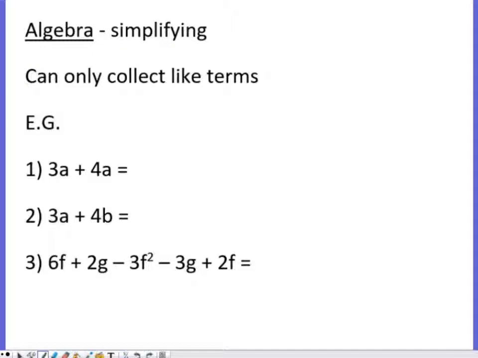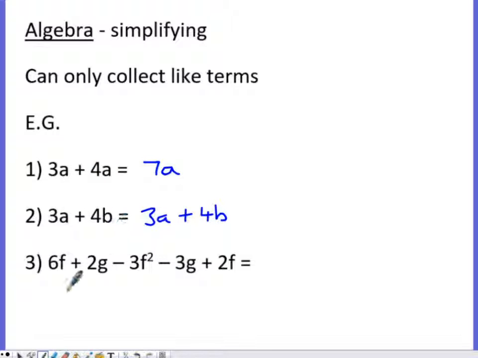We can only collect like terms if they're the same. And I like to think of this as apples and bananas. So for example, if you had 3a plus 4a, or 3 apples plus 4 apples, you'd have 7 apples. If you had 3 apples plus 4 bananas, you can't combine them, so you'd be left with 3 apples and 4 bananas. In other words, they have to be the same type. Here they're both A's, so we could add them together. These were different, so we couldn't.